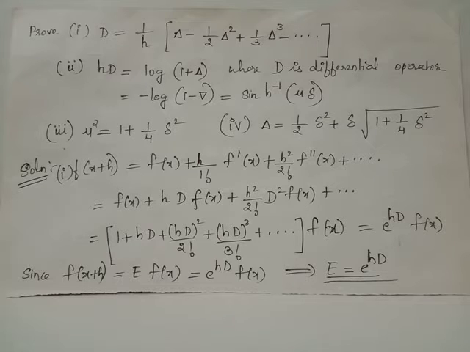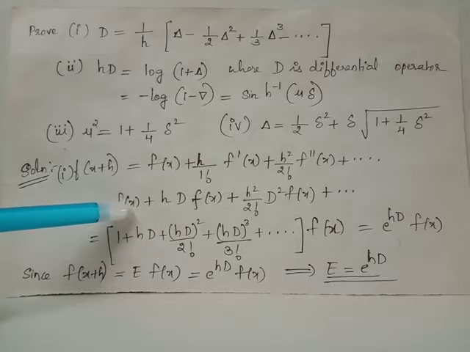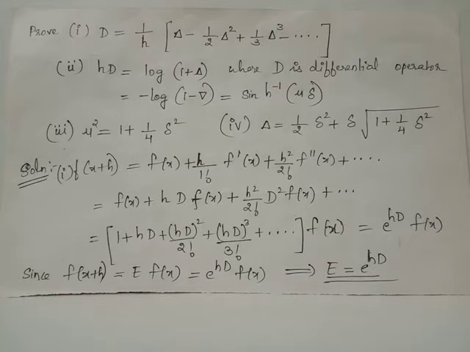By Taylor's theorem, we have f of x plus h equals f of x plus h by 1 factorial f dash of x plus h square by 2 factorial f double dash of x plus etc. Since D is the differential operator, we have f dash of x equals D applied on f of x, f double dash of x equals D square applied on f of x, and so on. Thus, f of x plus h can also be written in this way. Here, f of x is the common input to every term. Thus, we have 1 plus hD the whole square by 2 factorial plus hD the whole cube by 3 factorial plus etc. is the operator which acts on common input f of x.